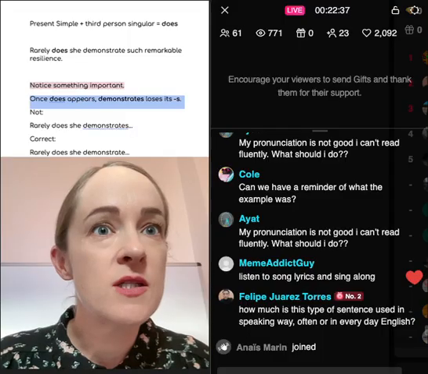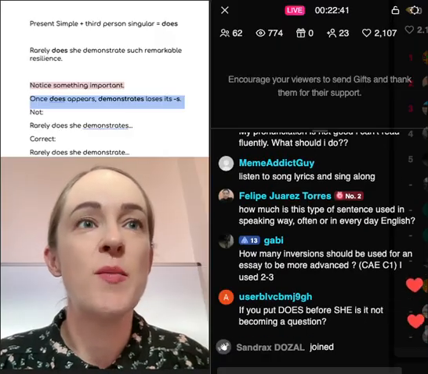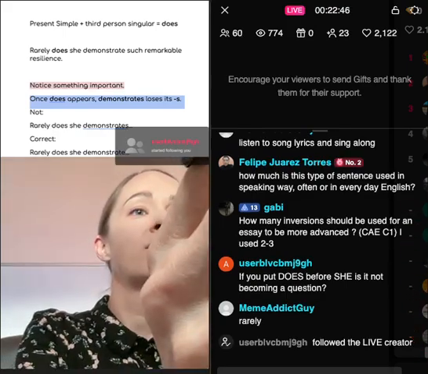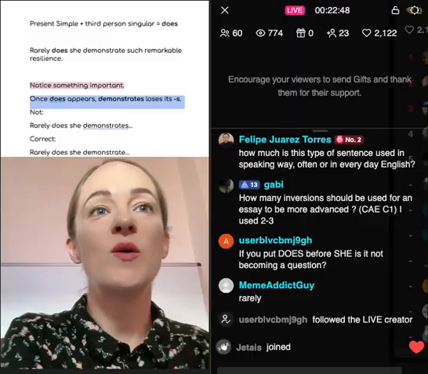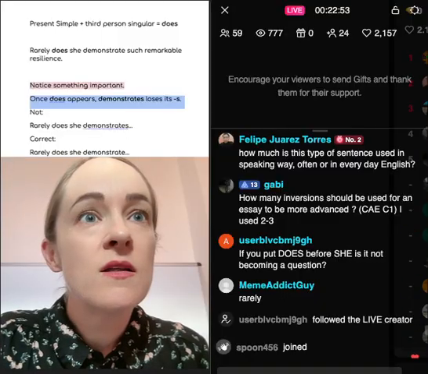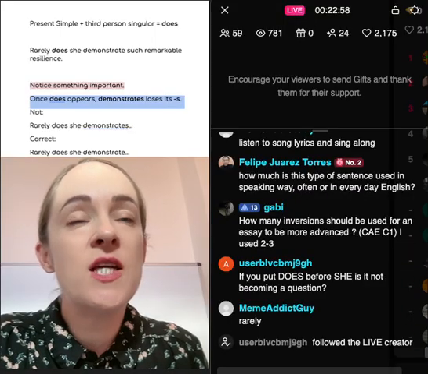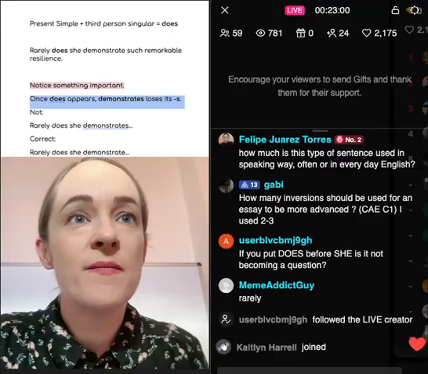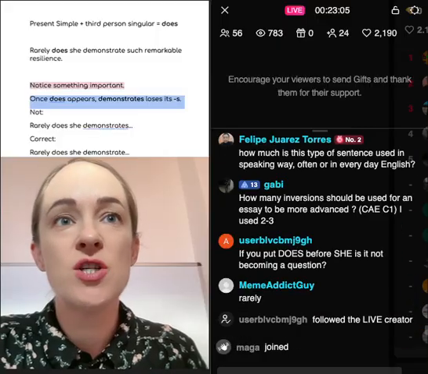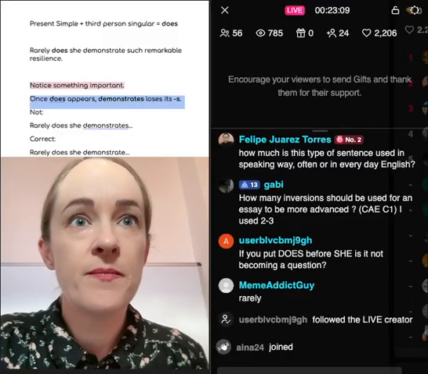Is this type of sentence used in speaking often, in everyday English? Yes, especially in storytelling. Especially in storytelling, when you want to, and we do that a lot, especially in Ireland. For your essay, in each writing, you should use at least one, if not two, but at least one. You should use an inversion at least once in both of your writings for C1.